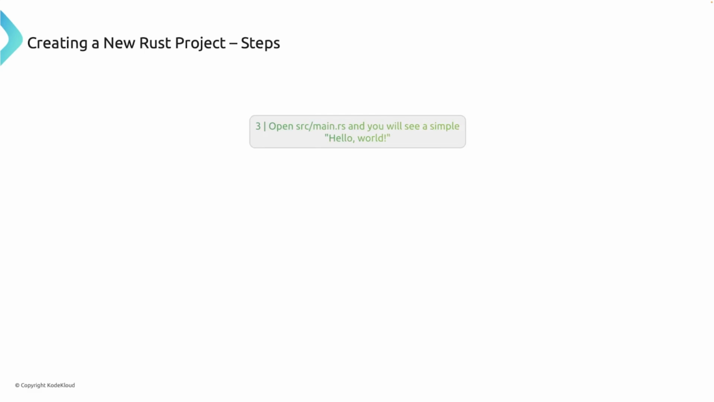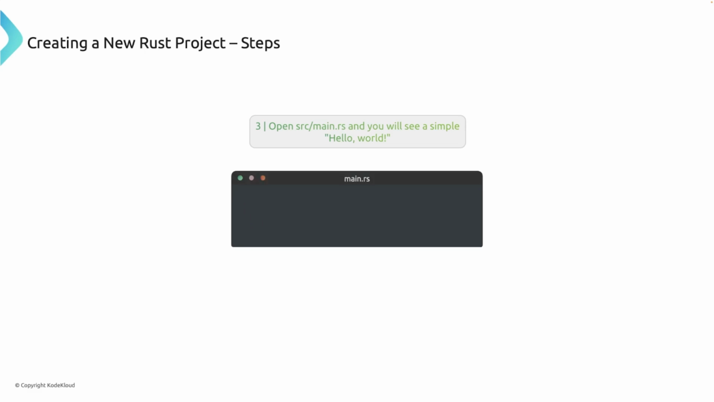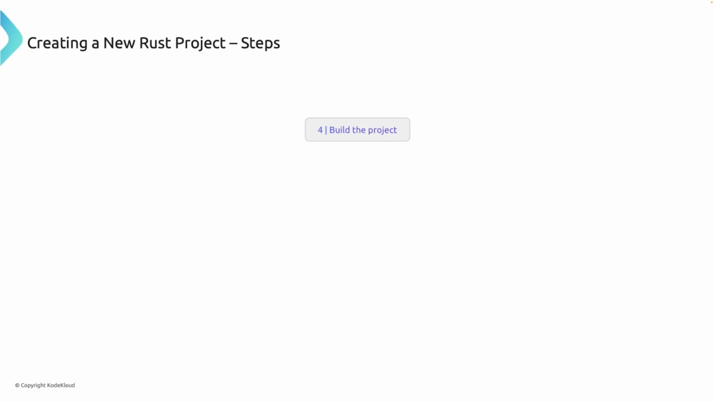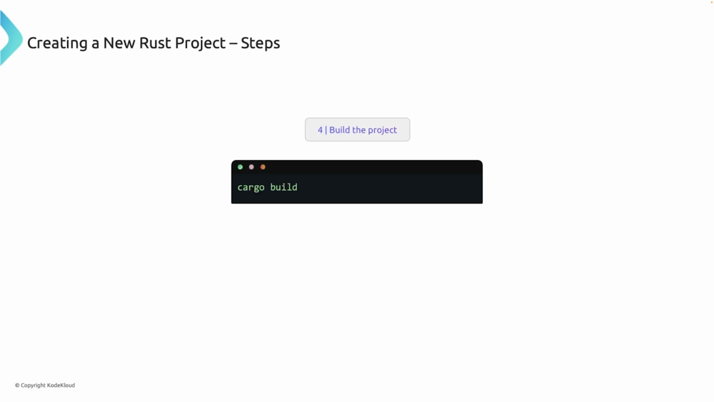Now open src/main.rs and you'll see a simple hello world example. So Cargo has already generated this program for you, placing the code in the source directory and the configuration in the cargo.toml file. To build your project, you're going to run the following command in the hello_cargo directory.